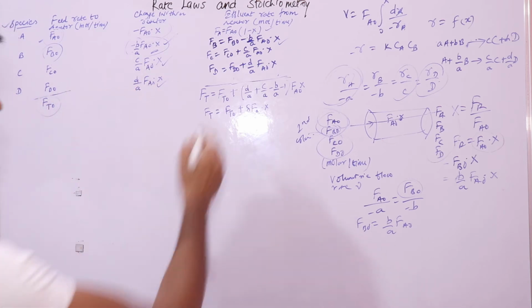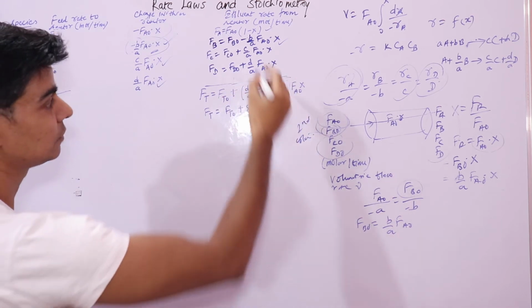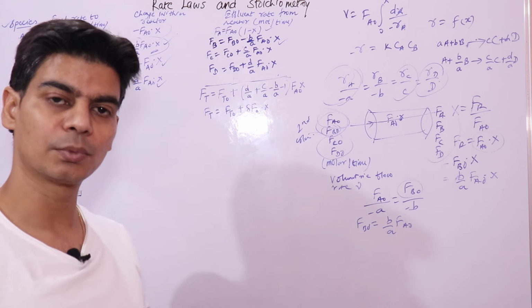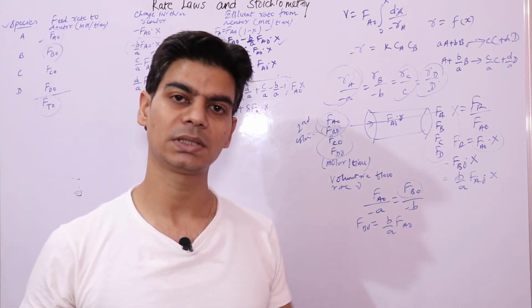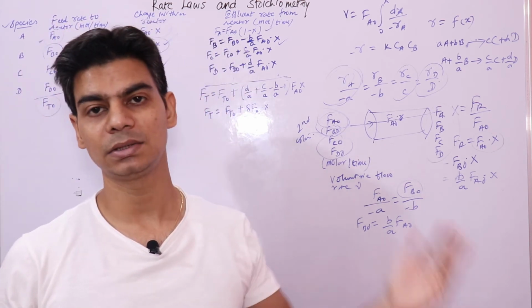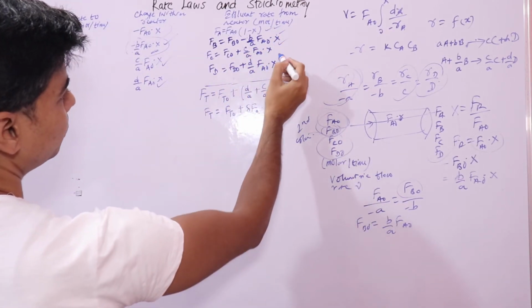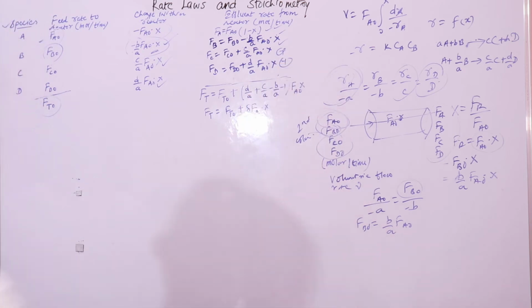For products we are using a plus sign. Why? Because we know that as the reaction progresses, the quantity of products increases and that of reactants goes down. That is why minus for reactants and plus for products.